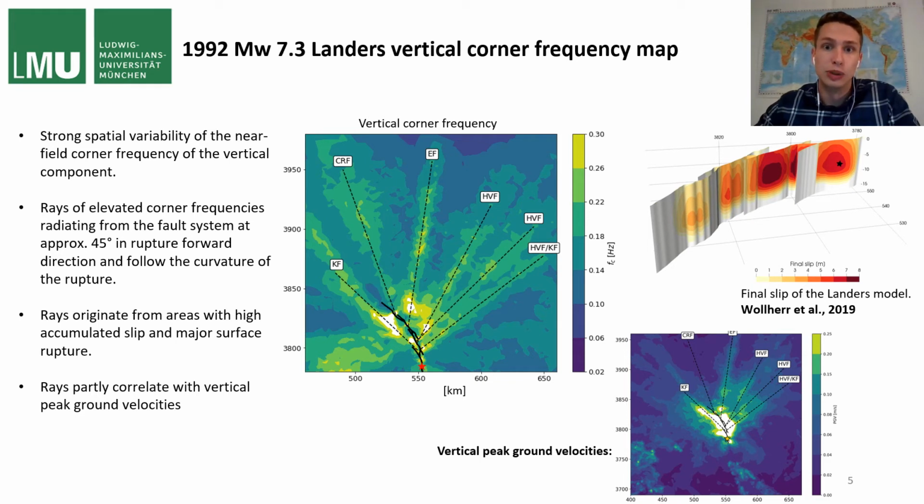What's especially interesting is that the waves originate from areas with high accumulated slip and major surface rupture, as you can see by comparing them with the final slip distribution on the right. The waves partly correlate with the vertical peak ground velocities, as you can see by comparing with the plot at the right bottom.